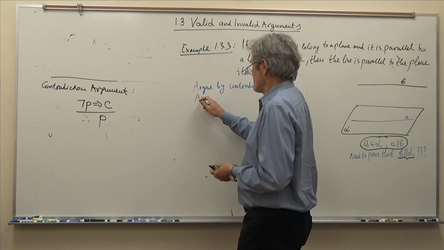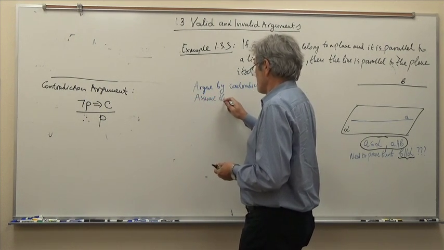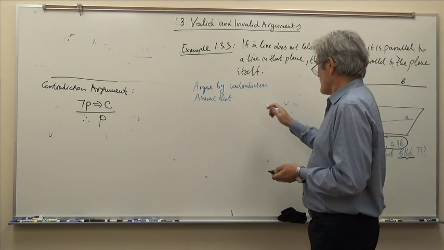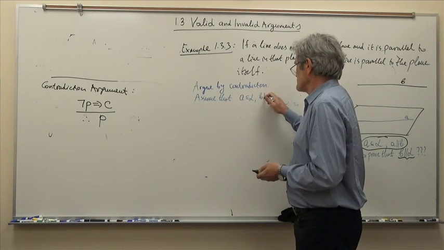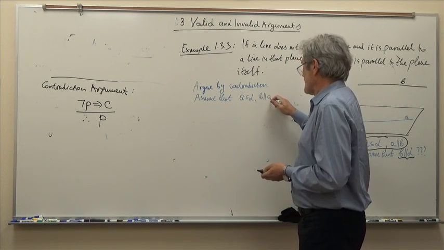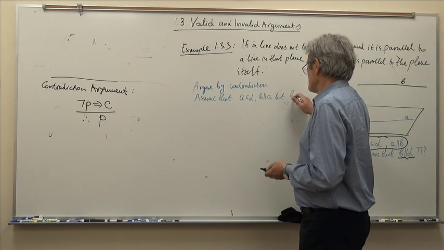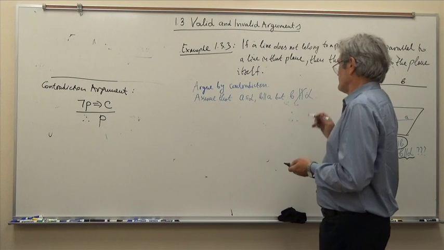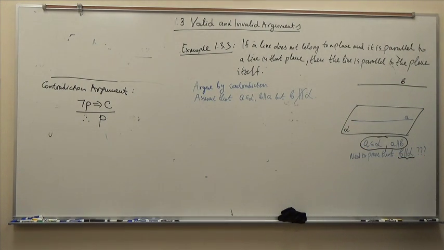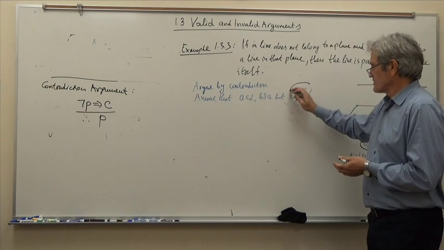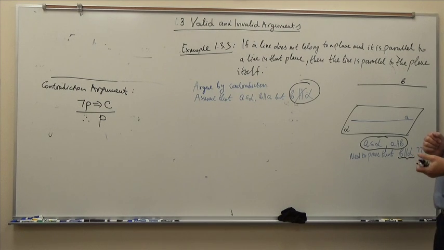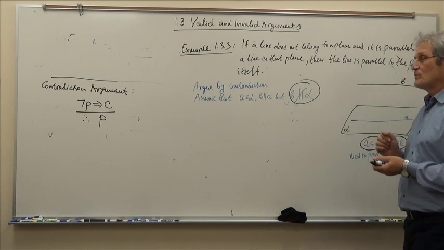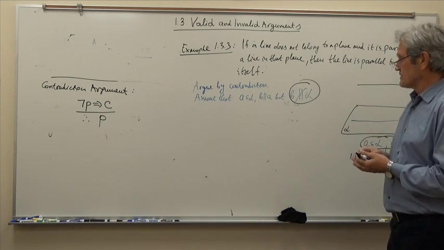So assume that a subset of alpha B is parallel to A, but B is not parallel to alpha. So we assume to the contrary, that these two are not providing necessarily that B is parallel to alpha. But why would that lead to a contradiction?